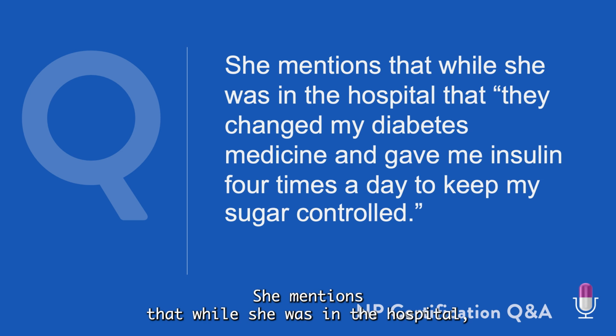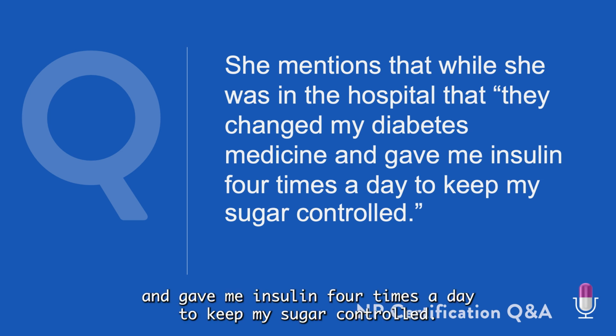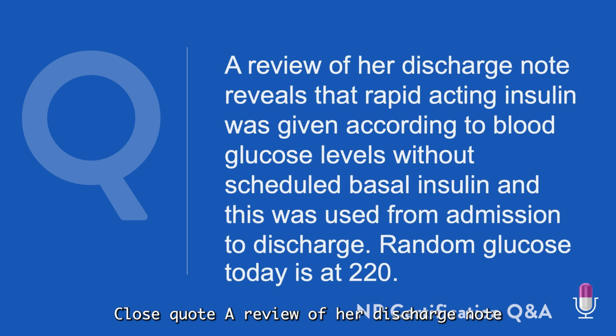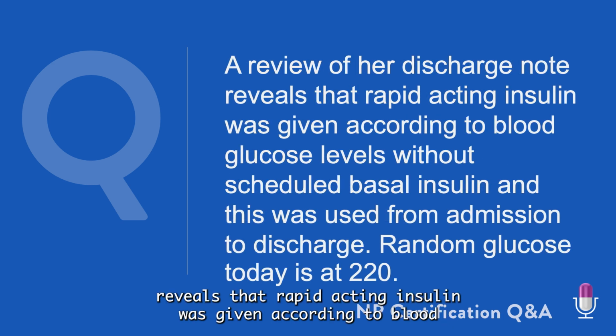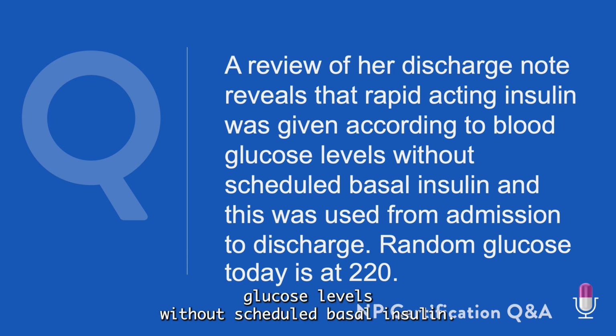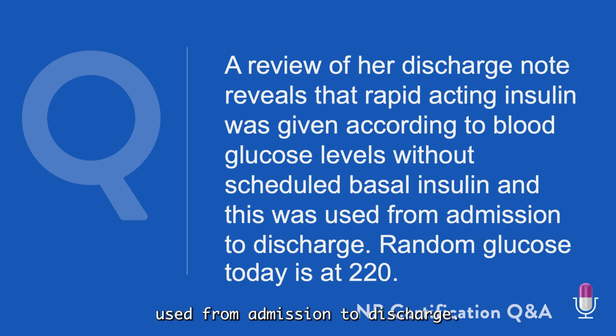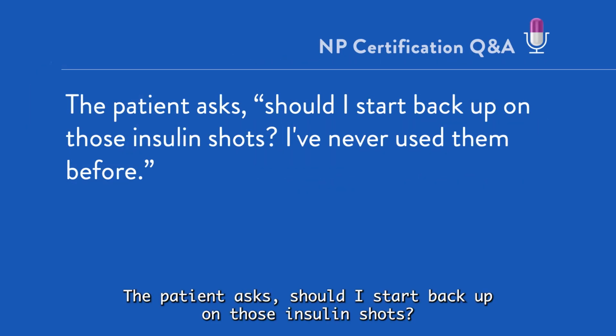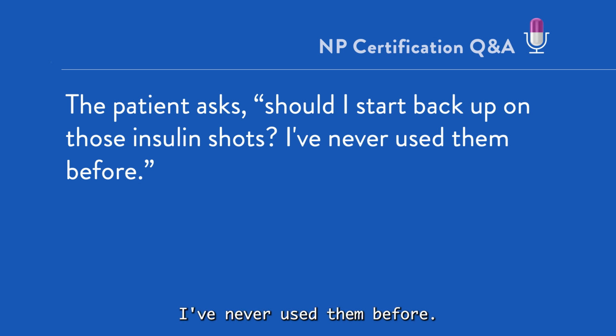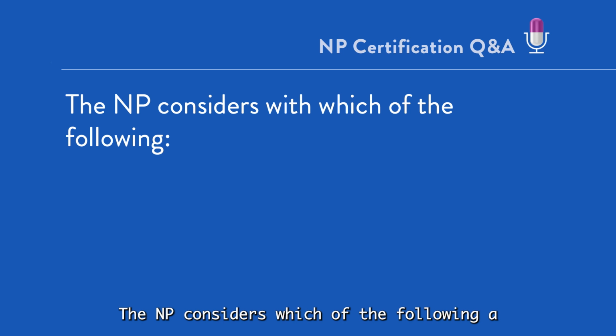She mentions that while she was in the hospital that, quote, "they changed my diabetes medicine and gave me insulin 4 times a day to keep my sugar controlled," close quote. A review of her discharge note reveals that rapid-acting insulin was given according to blood glucose levels without scheduled basal insulin, and this was used from admission to discharge. Random glucose today is at 220. The patient asks, should I start back up on those insulin shots? I've never used them before. The NP considers which of the following.